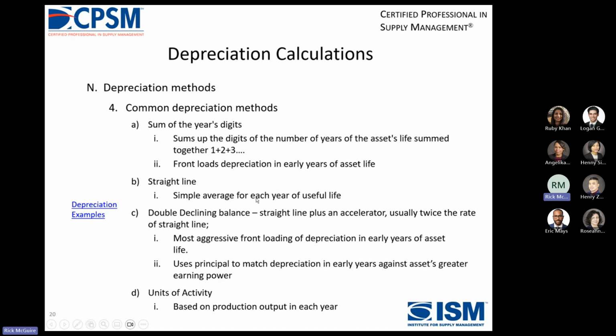Straight line is the simple average for each year of the useful life. Double declining balance is the most aggressive front loading, even more so than sum of the years' digits. So it wants to match depreciation in the early years against the asset's greater earning power. And then unit of activity is based on production output in each year.